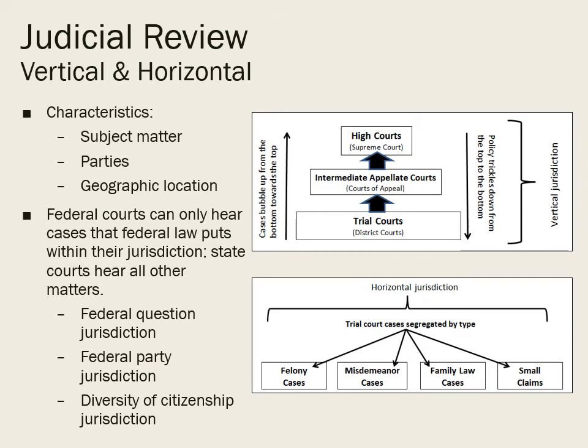Now, federal courts can only hear cases that the federal law puts within their jurisdiction. All the other cases in the U.S. are heard in state courts and sometimes in tribal courts. So there are a couple different types of federal jurisdiction. First, we have federal question jurisdiction. That gives federal courts the authority to hear any case that requires a review, analysis, or application of the U.S. Constitution, federal laws and regulations, and international treaties.